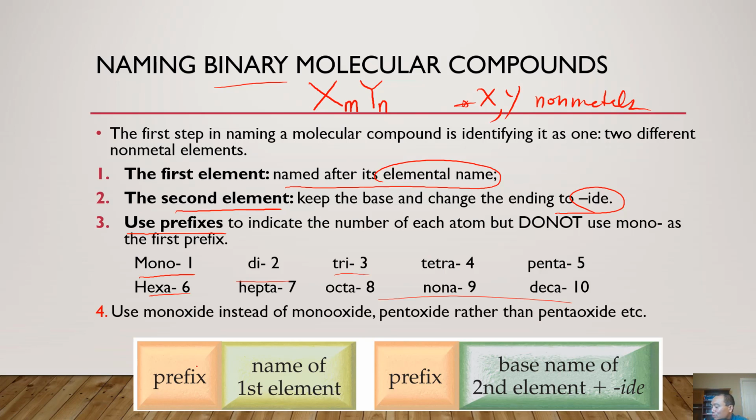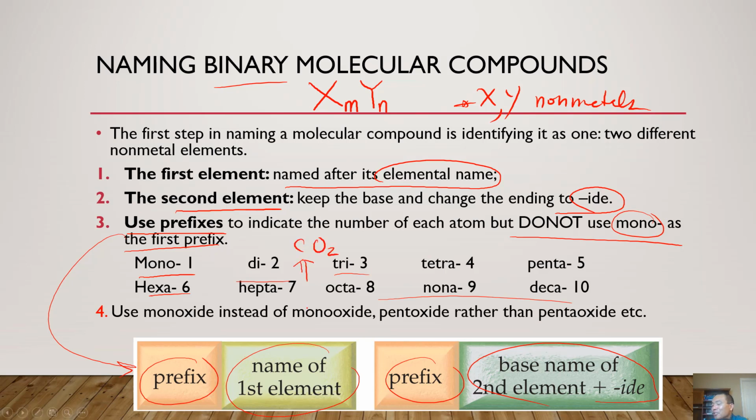So basically, you have a prefix that you use, okay? But for the first element and the second element, would have ide ending. You do have a prefix. But there is one exception. You do not use the prefix mono in the first element. For example, if I have CO2, hey, I know I have 1 carbon, but you're not going to say, oh, monocarbon. That's weird. It's not monocarbon. It's simply carbon dioxide.